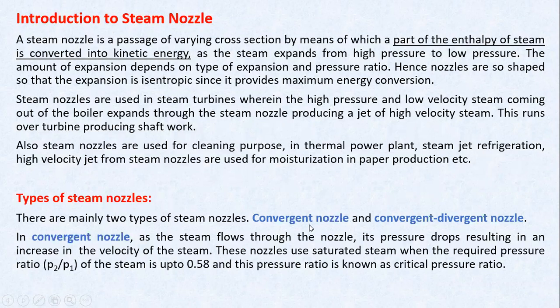Mainly, there are two types of steam nozzles: the convergent nozzle and the convergent-divergent nozzle. In a convergent nozzle, the steam flows through the nozzle and its pressure drops as it is converted into velocity of the steam. The maximum pressure drop which can occur, or the ratio of exit pressure to inlet pressure, can go up to 0.58, and this is known as the critical pressure ratio. This can be obtained if dry saturated steam is used at the nozzle entry.